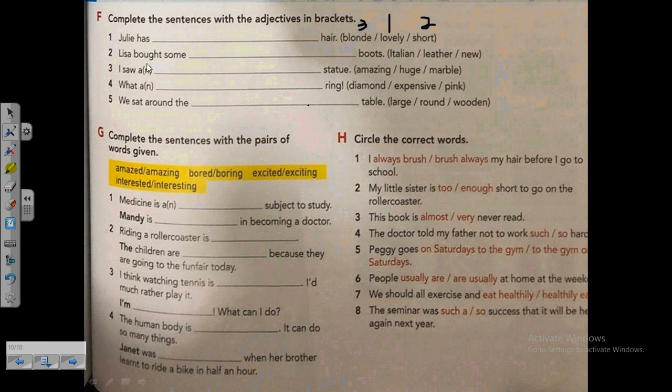Number 2. Lisa bought some Italian leather new boots. So I start with new, then the origin or country, Italian, then leather, which is the material, and the material is the last one. So Lisa bought some new Italian leather boots.